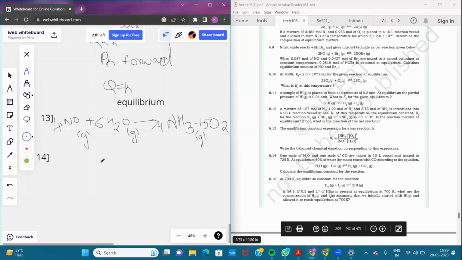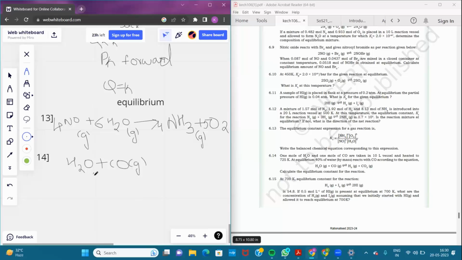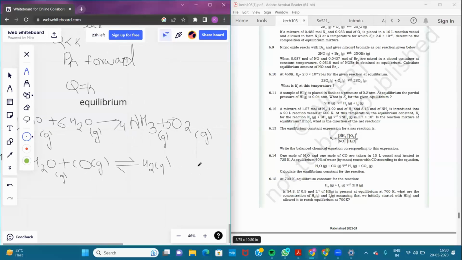Here, H2O and all the others are gases. So H2O is also a gas here, and its concentration also matters while writing the expression. So please take care of that. General mistakes happen while considering the concentrations of pure liquids and pure solids.